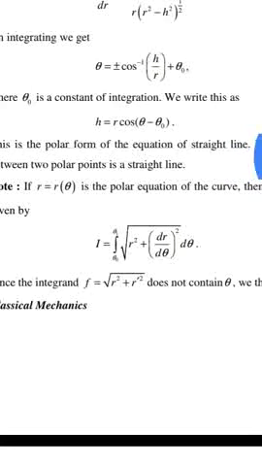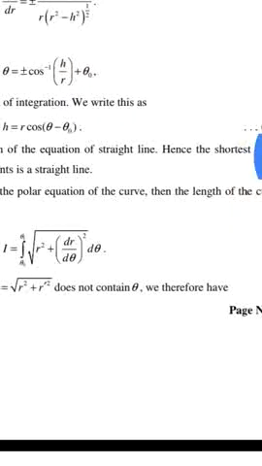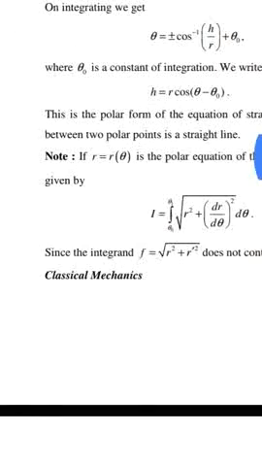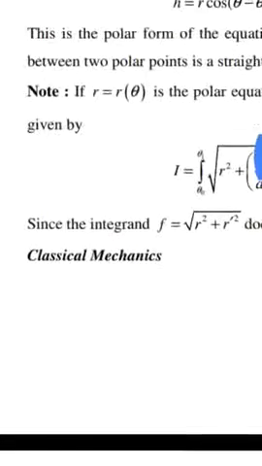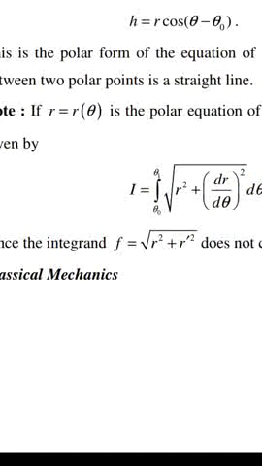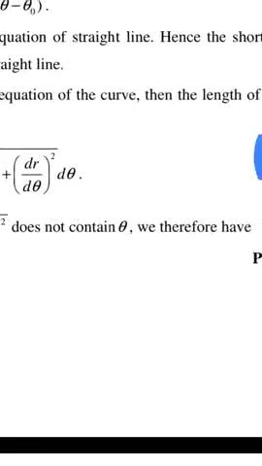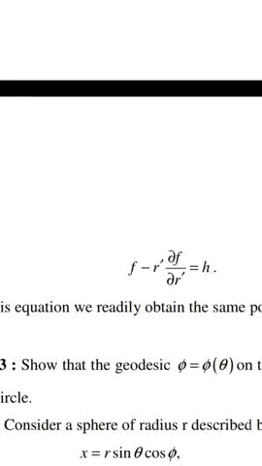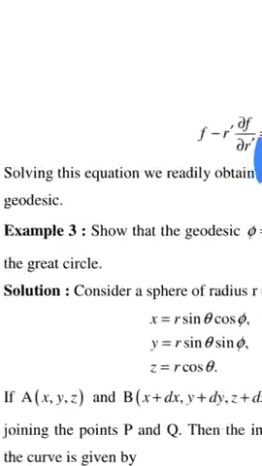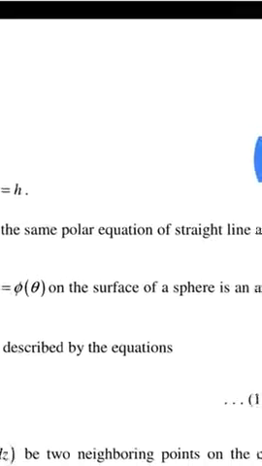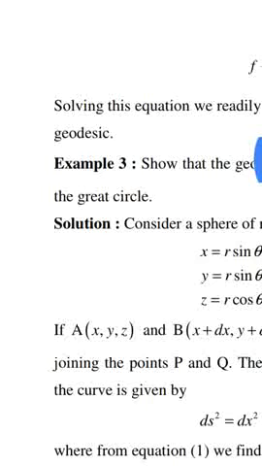If r is equal to r of theta is the polar equation of the curve, then the length of the curve is given by I is equal to the integral from theta naught to theta 1 of the square root of r squared plus (dr by d theta) squared d theta. Since the integrand f does not contain theta, solving this equation, we have f minus r dash del f by del r dash is equal to h. Solving this equation, we readily obtain the same polar equation of a straight line as the geodesic.